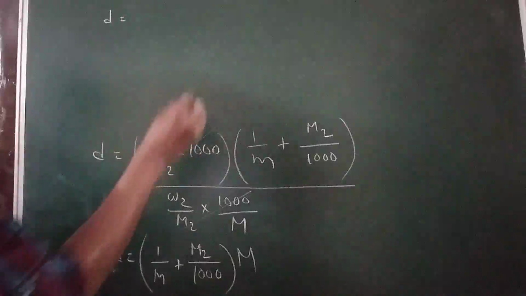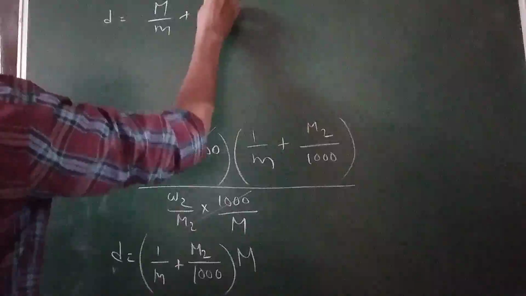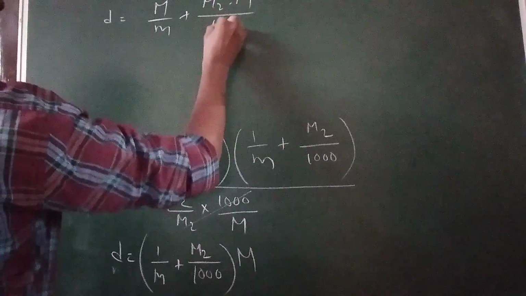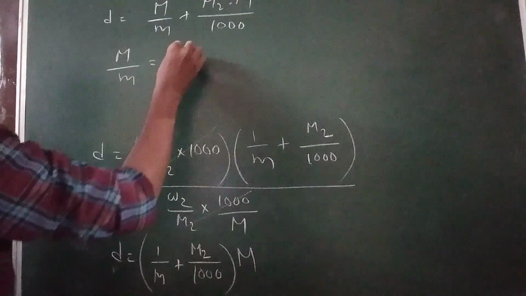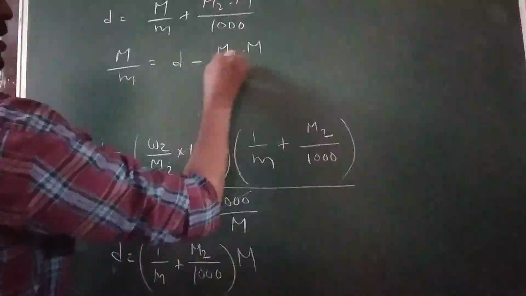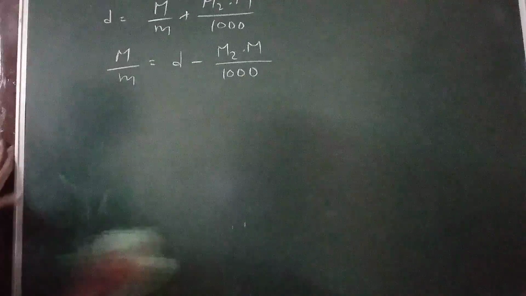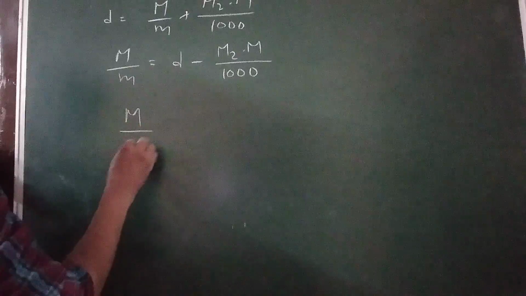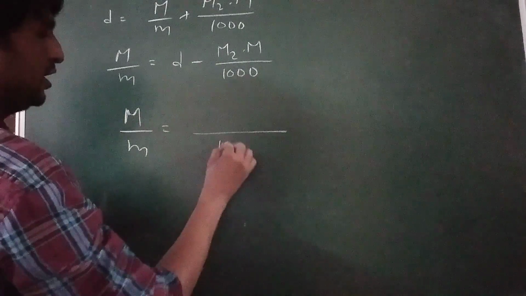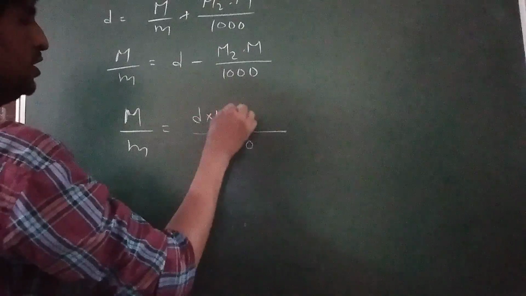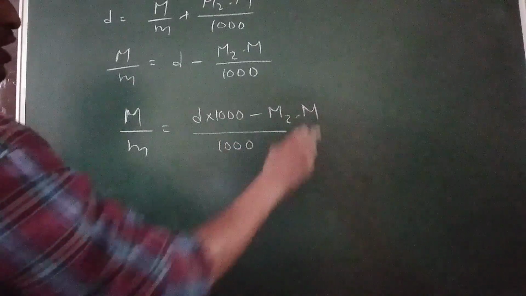Density is equal to molarity by molality, and we multiply with M2 into molarity by 1000. From this we can write molarity by molality is equal to density minus M2 into M by 1000. Next step, molarity by molality, capital M by small m, is equal to, we can take 1000 common here, density into 1000 minus M2 into M, gram molecular weight of solute into molarity of solution.